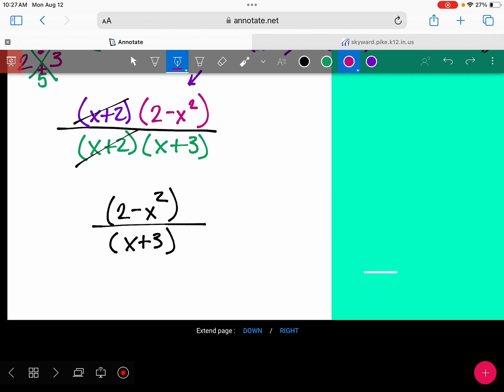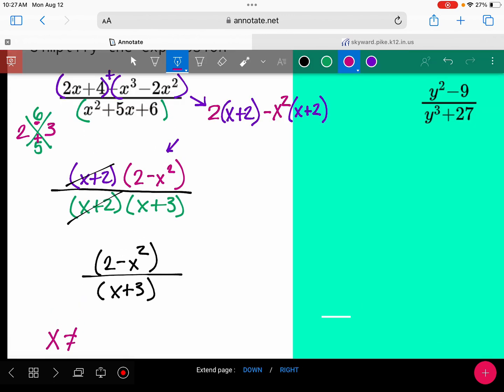Let's look at our domain restriction. What are the value or values that x cannot be for this function? -2 or -3. It cannot be any of the pieces in the denominator. Okay? I think that's the hardest one of the day. Okay?